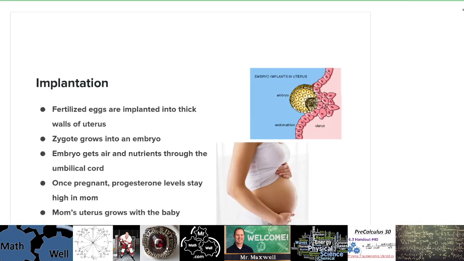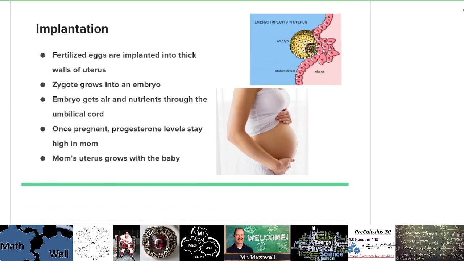Implantation. Okay, so let's talk about implantation, what happens after fertilization. Now, the fertilized egg, the embryo, it's called an embryo now, and it gets into the uterus and implants. So implantation. Fertilized eggs are implanted into the thick walls of the uterus. Zygote grows into an embryo. The embryo gets air and nutrients through the umbilical cord. Oh, okay. It doesn't breathe air, but does it get air? Oh, it says it gets air.